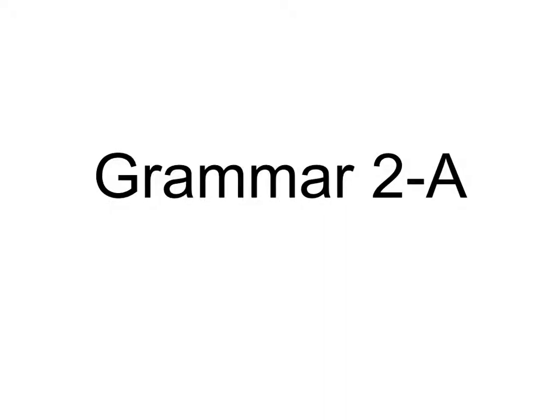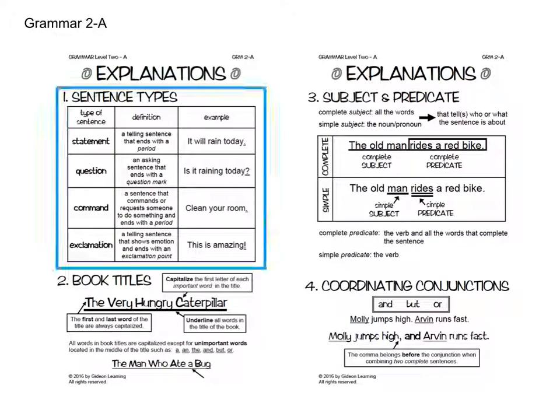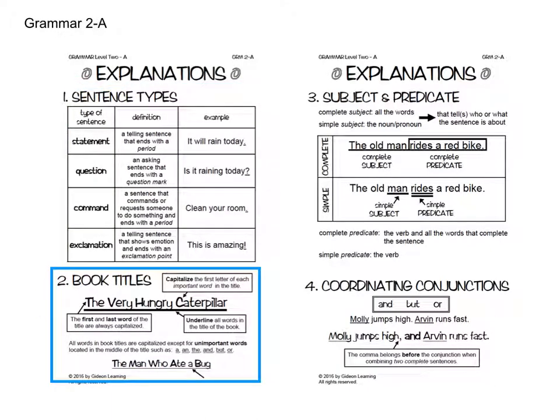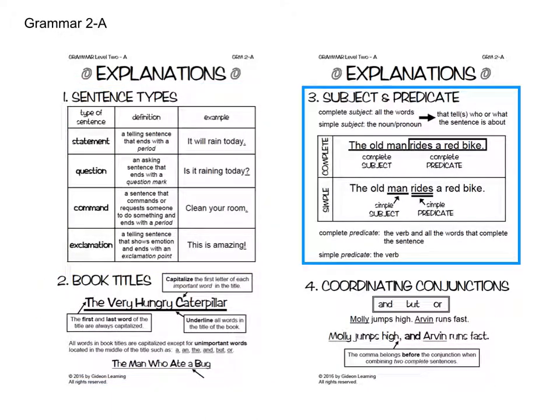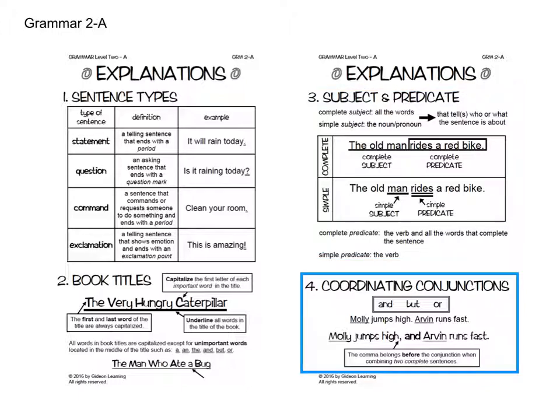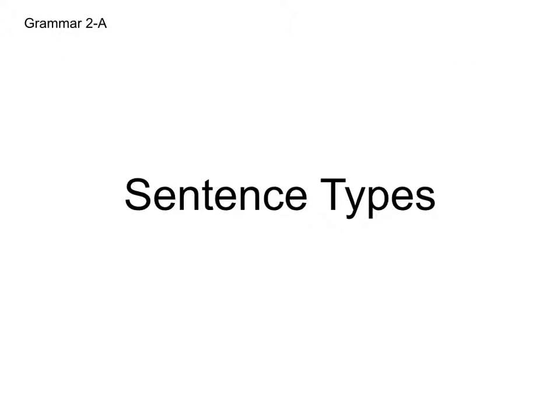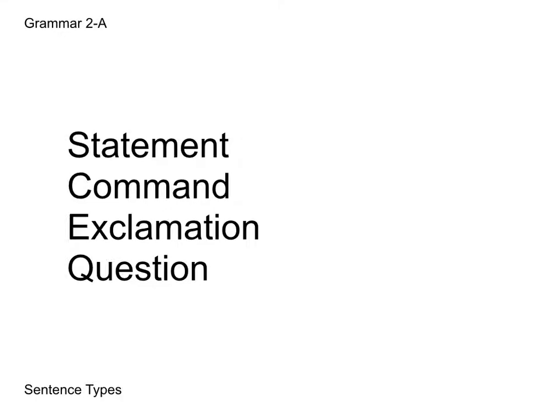In this video, we will go over the concepts in Grammar 2A. The concepts are sentence types, book titles, subject and predicate, and coordinating conjunctions. We're going to start with sentence types. We have 4 sentence types: statement, command, exclamation, and question.